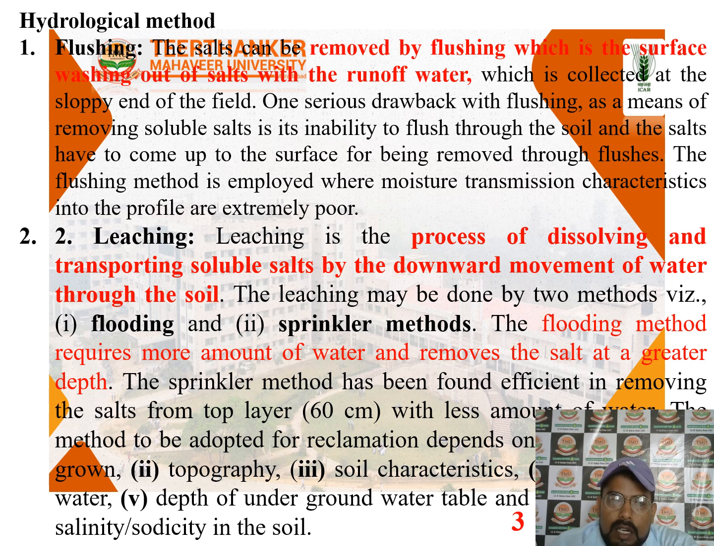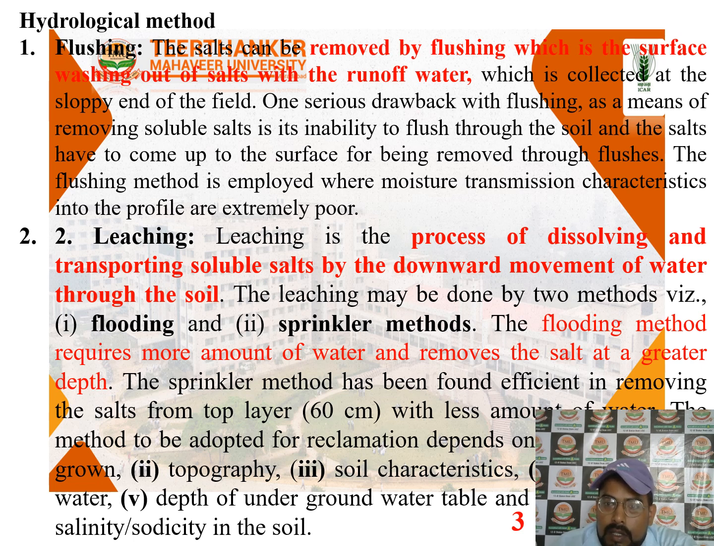Now let us elaborate one by one. The first is the hydrological method. This is flushing. Flushing means soluble salt dissolves after water is spread in the field, and then the surface is flushed and the washing runs off, removing it from the soil in the fields. Second is leaching. Leaching is the process of dissolving and transporting soluble salt with the downward movement of water through the soil. There are two leaching methods. First is the flooding method. Second is the sprinkler method.